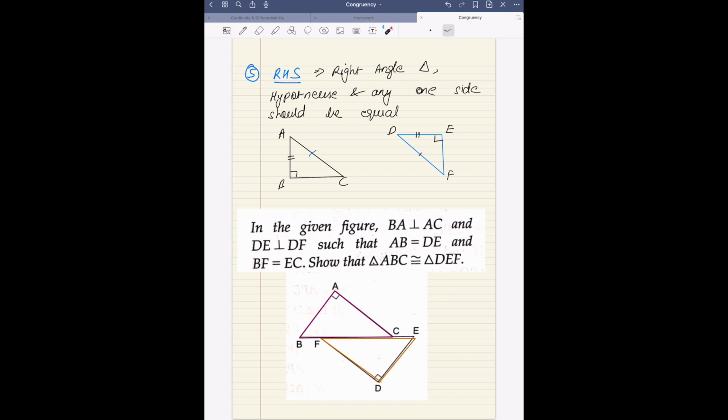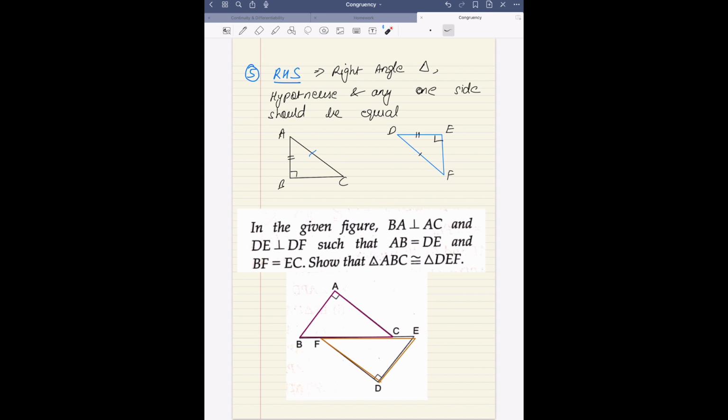Now, how do you know you have to apply RHS? Because both are right angle triangles. So the best possible case is you look for your hypotenuse. First check for hypotenuse because the side is anyways equal. That part is sorted. If you prove that BC and FE are equal, you are done. We will prove by RHS that these two triangles are congruent.